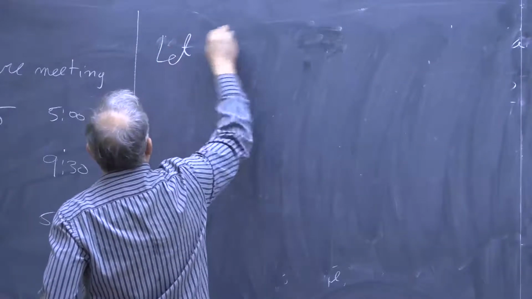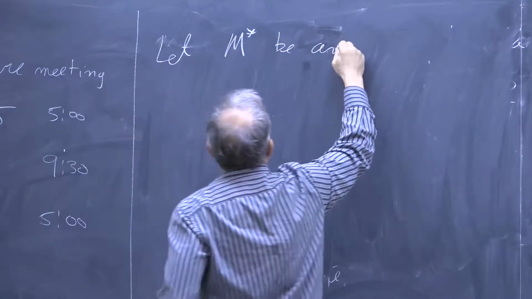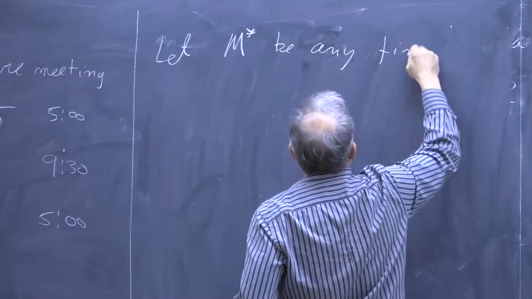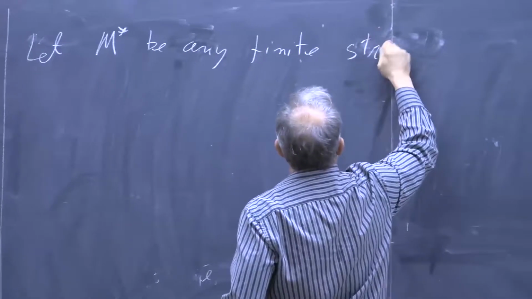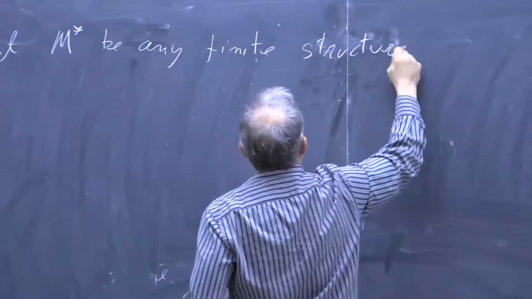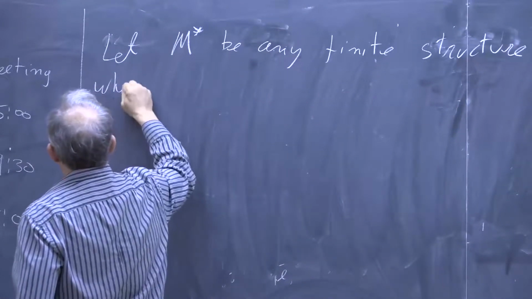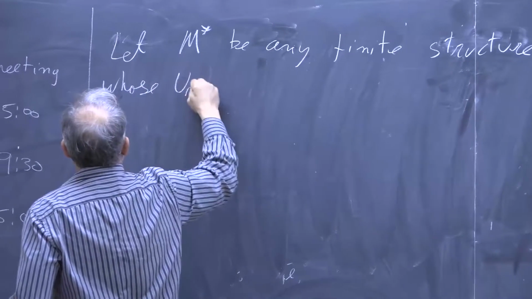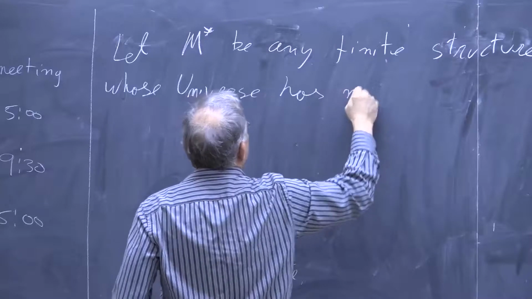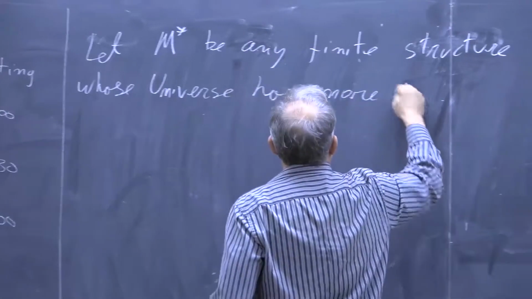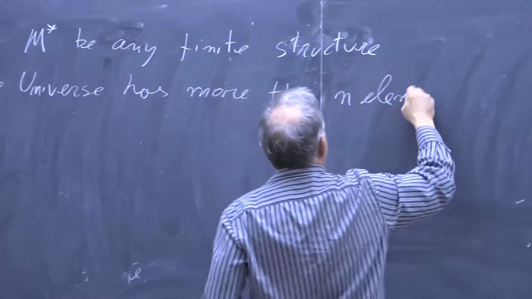Let M star be any finite structure whose universe has more than n elements.